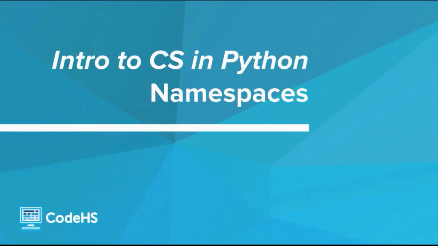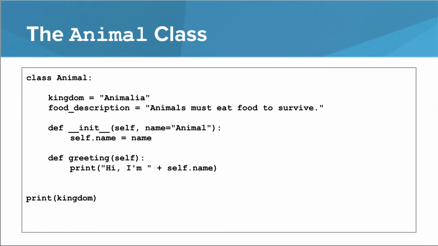Hi! In this video, we'll be talking about namespaces. So let's revisit the animal class. The animal class has a kingdom, a food description, and a couple methods, a constructor, an init method, and a greeting method. Now what happens if outside of the animal class, we try to print kingdom? What's going to happen there?